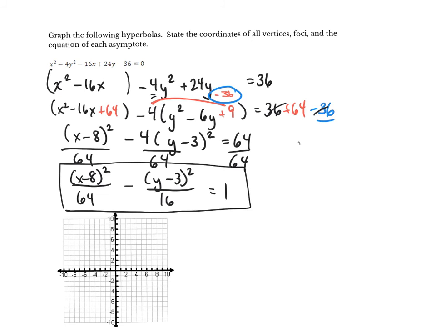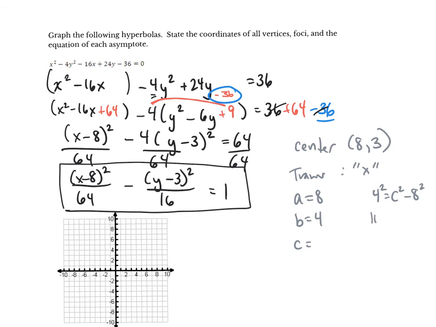So let's go ahead and write some of that down. So I know the center is going to be 8, 3. I know the transverse axis is going to be parallel to the x-axis because x comes first. I know A is 8 and I know B is 4. I can find C, of course, because I know B squared equals C squared minus A squared. So that's 16 equals C squared minus 64. That's 80 equals C squared. So C is the square root of 80, which is 4 radical 5 if I want to simplify it.